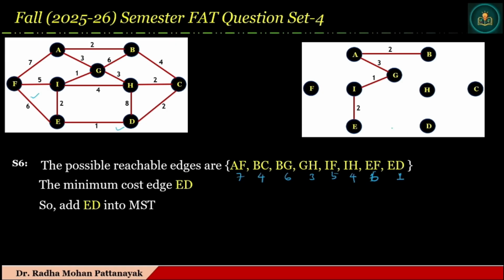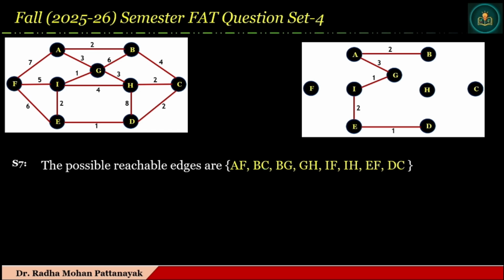Clear? So this is the ED edge. So we will add ED into the MST. So next time when we find the possible reachable edges, we will find the edges AF, then from B: BC, BG, then from G: GH, and from I: IF, IH, from E: EF, from D, the possible edges are DC and DH.